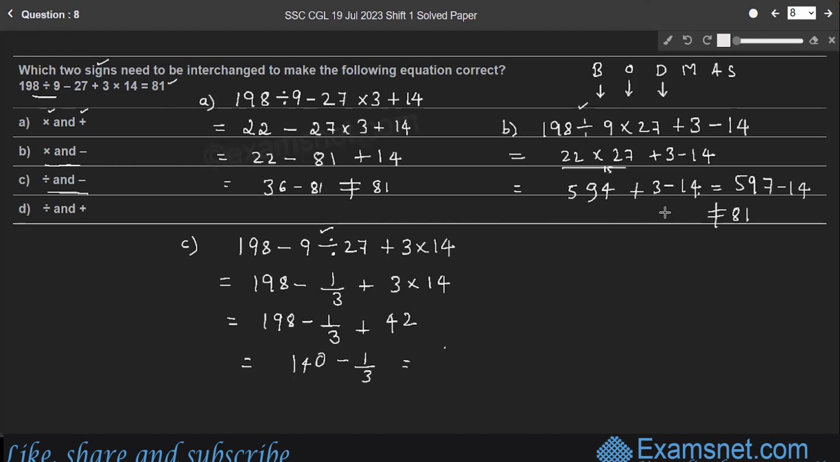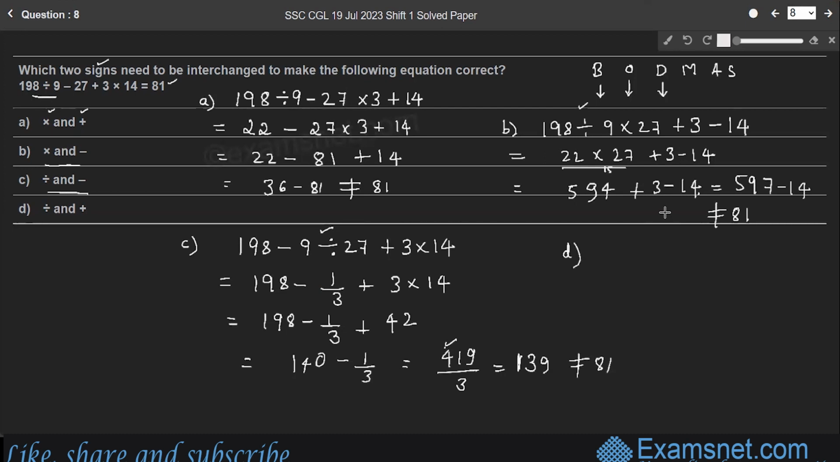So 420 minus 1, which is 419 by 3. So 3 into 1, right? So 3 into 3, so it is not equal to 81.